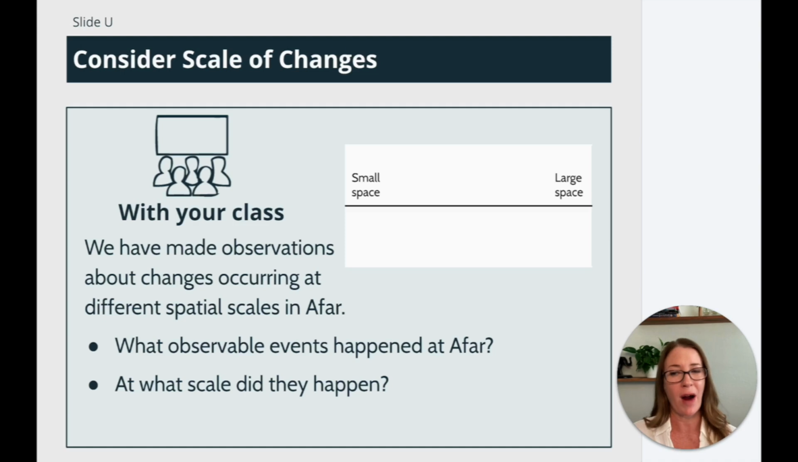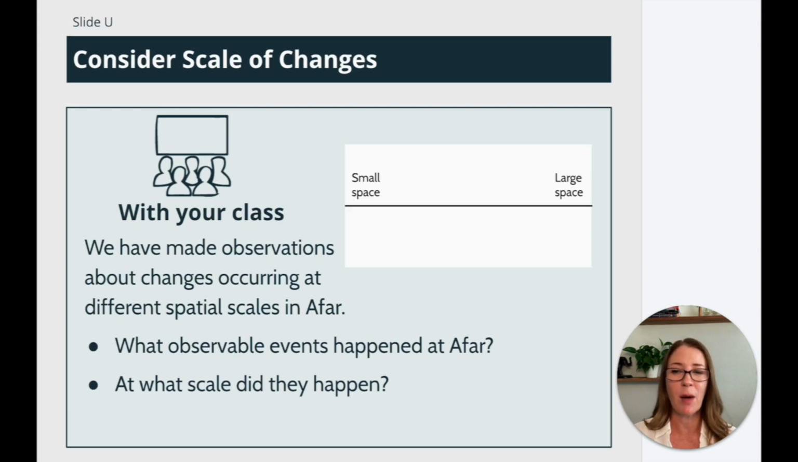Let's start with the crack. Where would you place the crack on this small scale or large space scale? Would it be something that's small or large? And if we put it on a sticky note, we can maybe move it when we look at the other observable events, like the volcano. So compared to the volcano, where would the volcano go and where would the crack go?